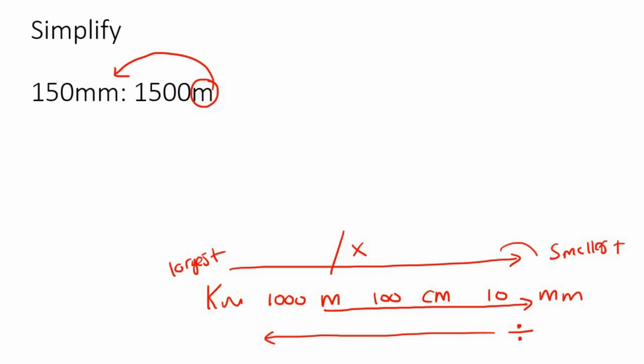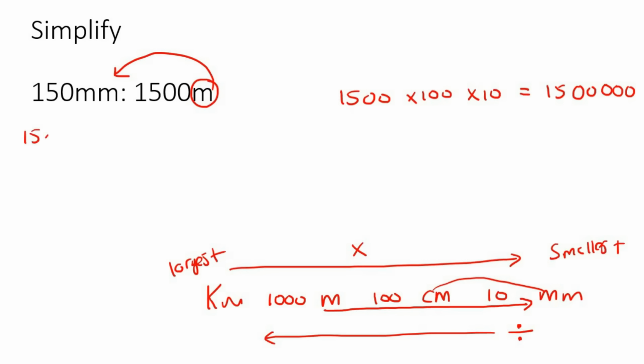So when you go to the right, you multiply. Okay? So we're going to start with 1,500 meters, and then to go from meters to centimeters, you multiply that with 100, and then to go from centimeters to millimeters, you multiply that by 10. And if you then had to work this out, you'd end up with 1,500,000. So we could say 150 millimeters and 1,500,000 millimeters. Now these are both the same, so we don't need to put the millimeter sign anymore. And now we just start to simplify.